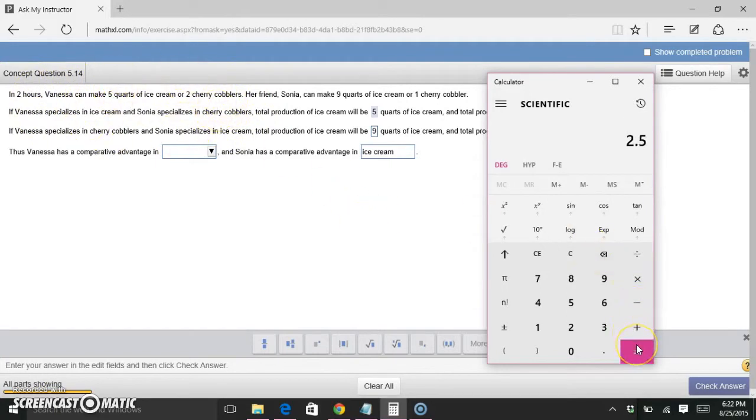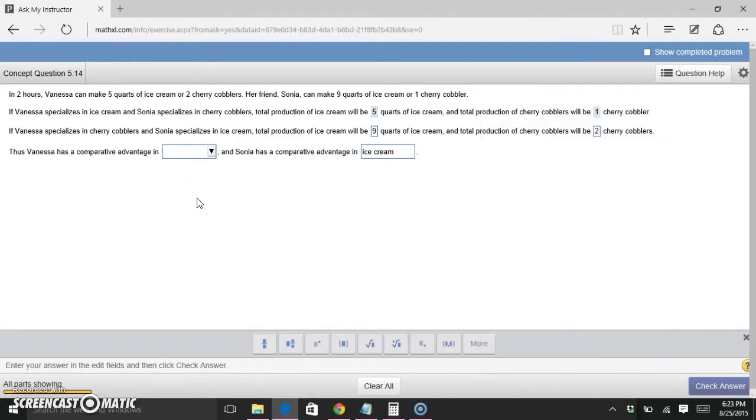5 divided by 2, 2.5. So Vanessa gives up 2.5 quarts of ice cream to make 1 cherry cobbler. What about Sonia? Sonia can make 9 quarts of ice cream or 1 cherry cobbler. So 9 divided by 1 is just 9. So Sonia has to give up 9 quarts of ice cream to make a cherry cobbler, where Vanessa only has to give up 2.5 quarts of ice cream to make a cherry cobbler. So the cost then to Vanessa for making cobbler is lower, a good bit lower, than the cost for Sonia. So Vanessa then has the comparative advantage in cherry cobblers.